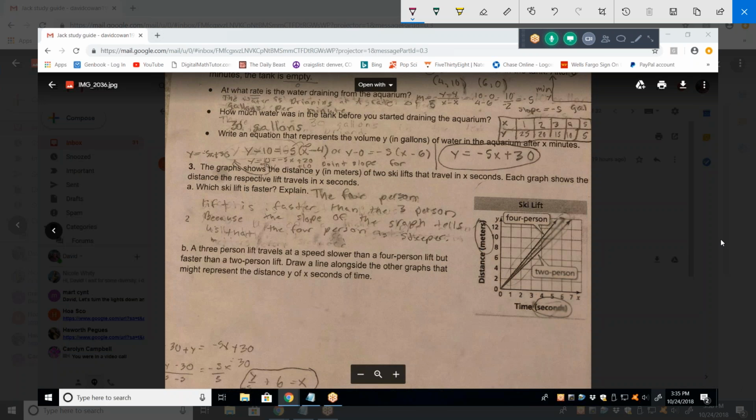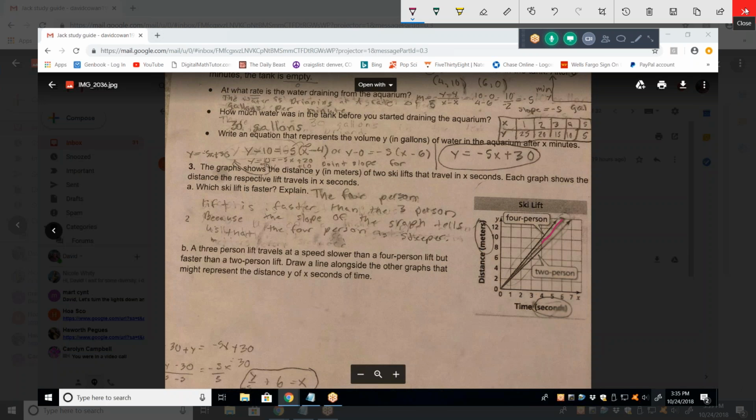Well, I see 3 lines there. So obviously the middle one is that line. In other words, this line right here, see it? Yeah. That's the 3-person lift. Notice what it says. It travels slower than the 4-person lift, so it has to have a slope less than the 4-person, but it has to have a slope greater than the 2-person. And that's somewhere in between. It doesn't have to be exactly halfway, but it has to be between those 2 other straight lines. Yeah. Okay, and that's that problem.